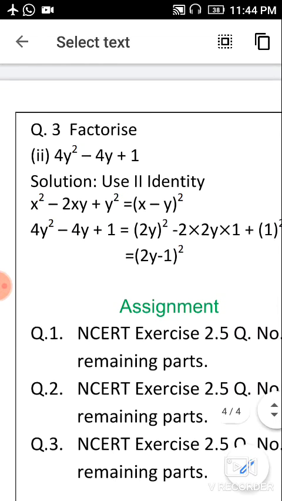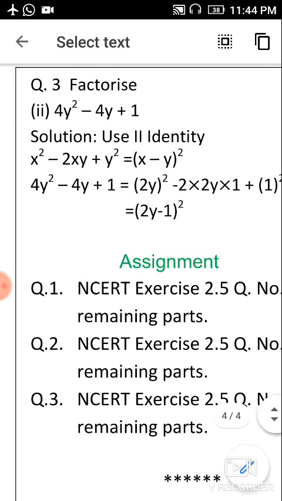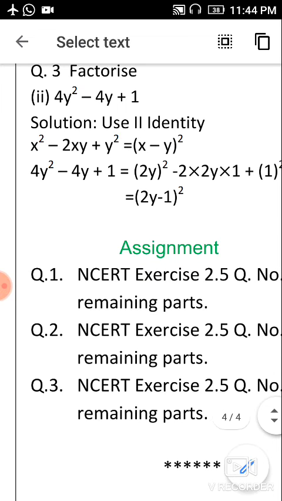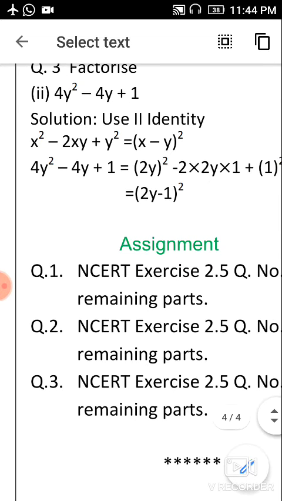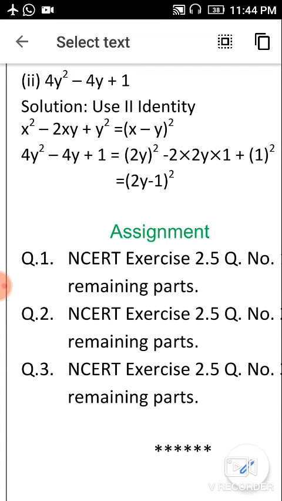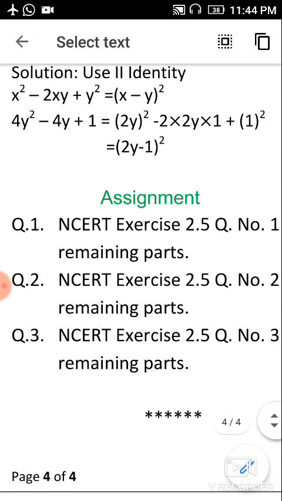Now question number 3, factorize, second part: 4y square minus 4y plus 1. So check which identity. The first term is a perfect square, the last term is a perfect square, and there is a minus sign in between. So it means we have to apply the second identity. The second identity is what? x square minus 2xy plus y square equals x minus y whole square. So here 4y square minus 4y plus 1 we can write as 2y whole square minus 2 into 2y into 1 plus 1 whole square. So it becomes 2y minus 1 whole square.